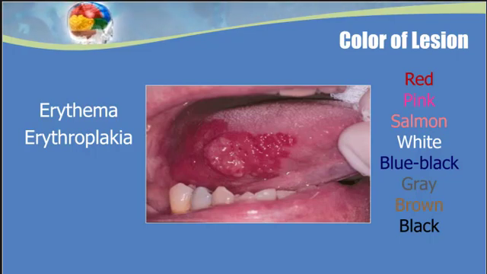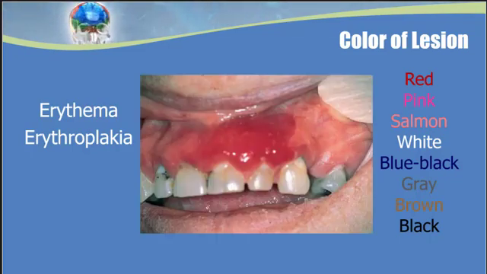So the three most common places for oral cancer would be the throat, the lateral border of the tongue, and the floor of the mouth. So when we see a lesion that presents as erythroplakia on the lateral border of the tongue, we should be very concerned about that.